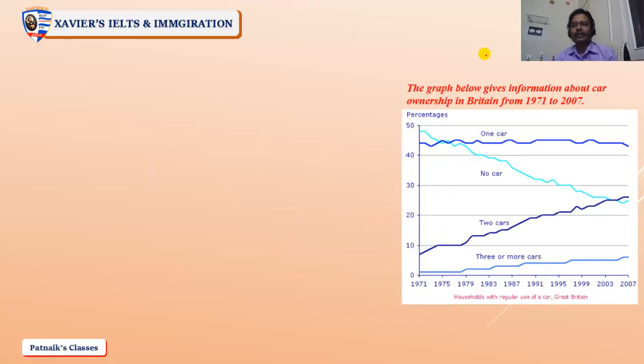See, this is the graph. The graph below gives information about car ownership in Britain from 71 to 2007. This is the time period, and this is the unit, and this is the data, right? So now we have to plan our introduction.